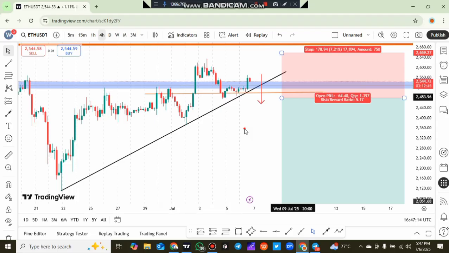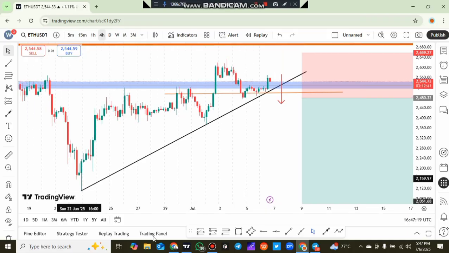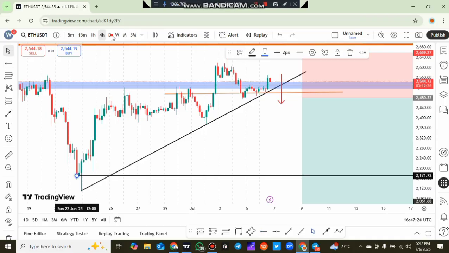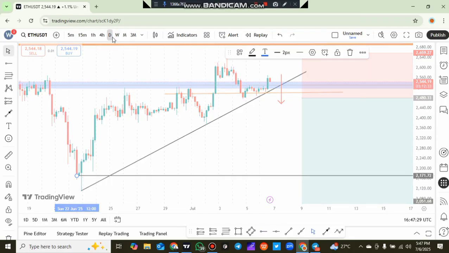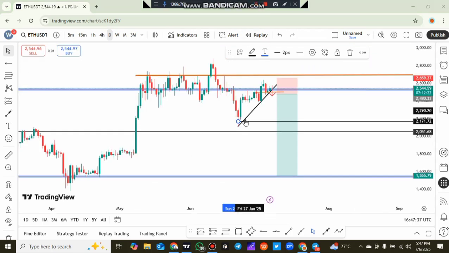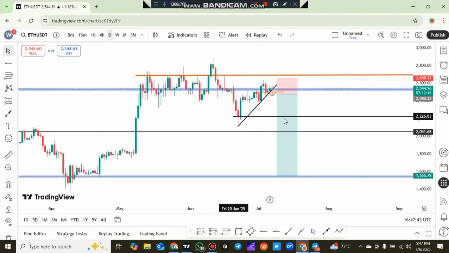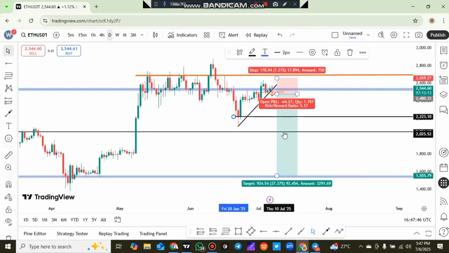Then my first level target will be right here. Let me get the time frame. Okay, so my first level target will be here. On the daily time frame, let me adjust it, it will be here. This black line will be my second level target. Target will be around here.